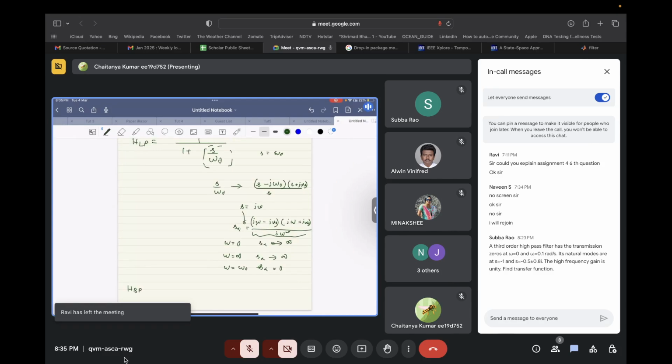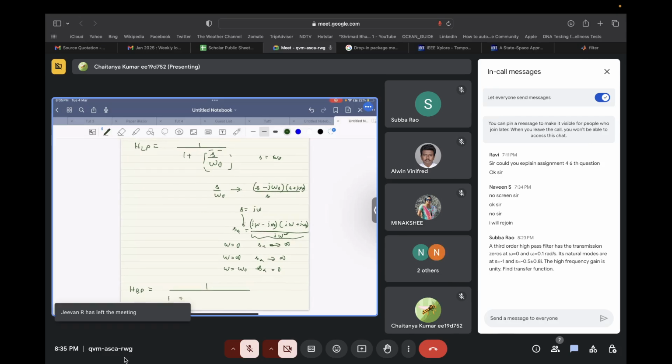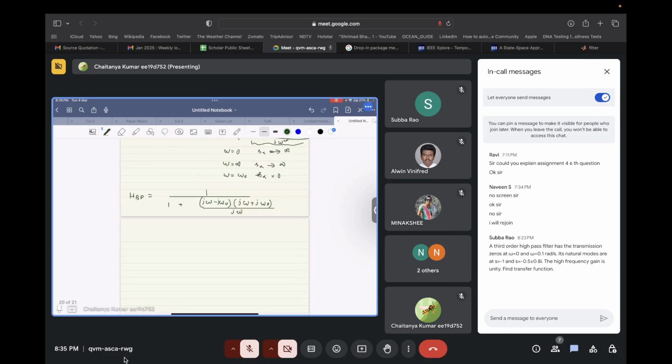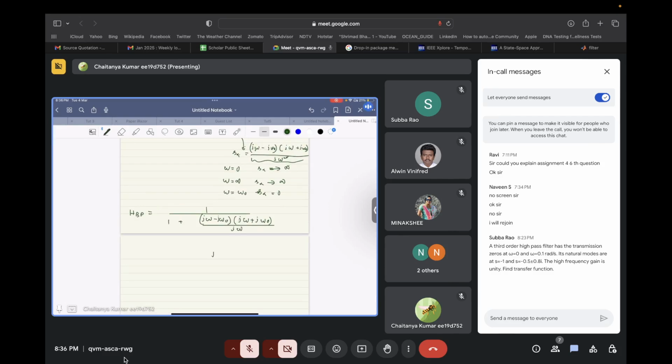So H BP will be equal to 1 plus j omega minus j omega naught times j omega plus j omega naught divided by j omega. So let's try to expand this. It becomes j omega divided by j omega plus, so this can be written as, let's write it in form of s only for now.